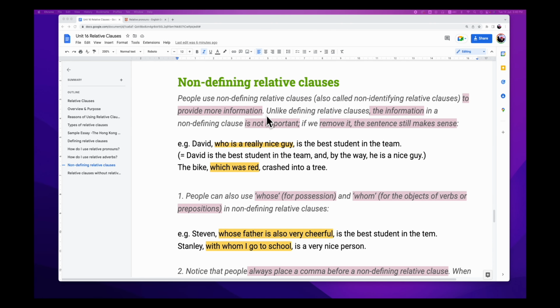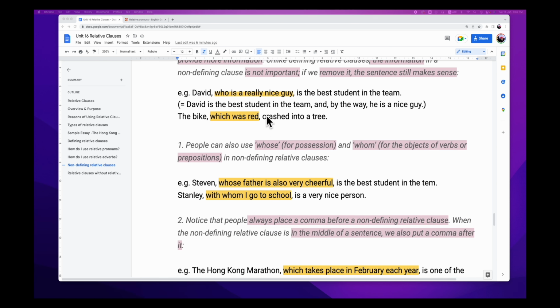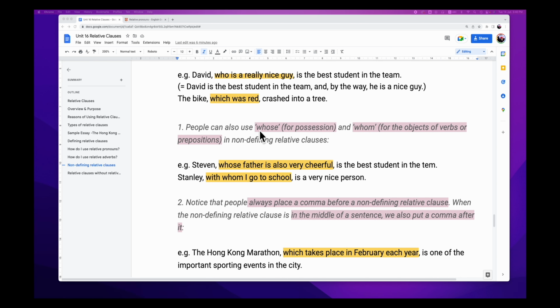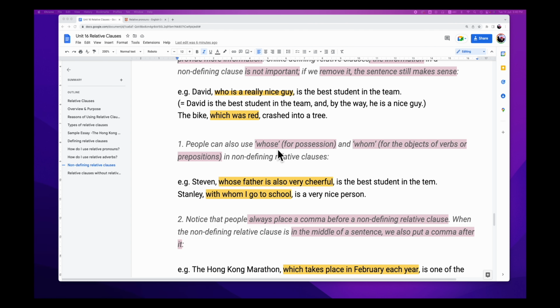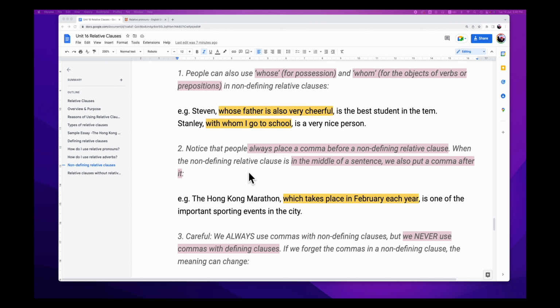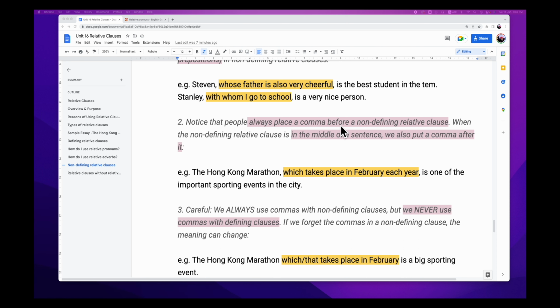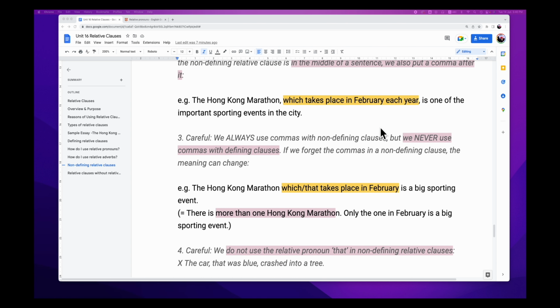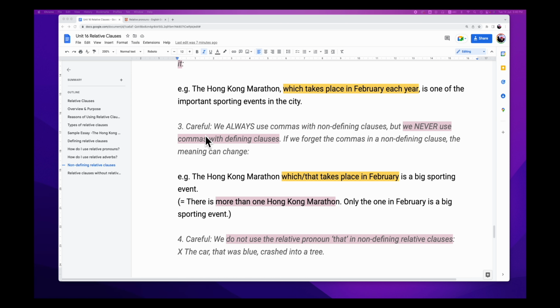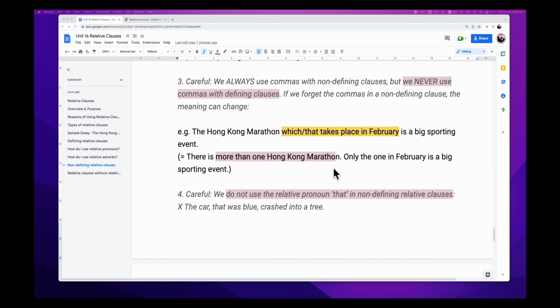Today, we talk about non-defining relative clauses. Let's take a look at how many different areas we have to take care about. There are 4 areas. The first one is the usage of relative pronouns whose and whom. Second, putting a comma before a non-defining relative clause. Third, never use commas with defining clauses. And the last one, we do not use the relative pronoun that in non-defining relative clauses.